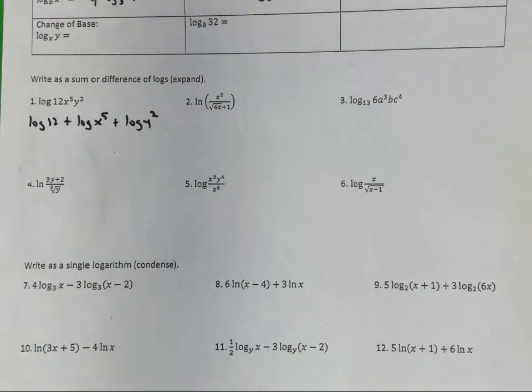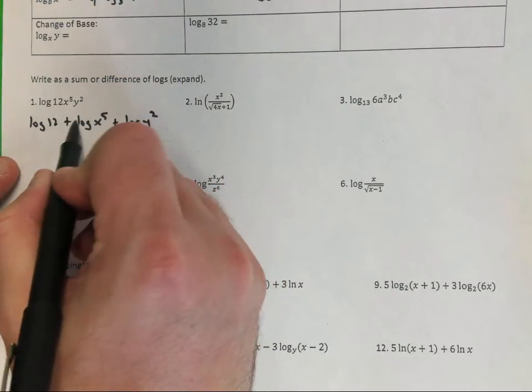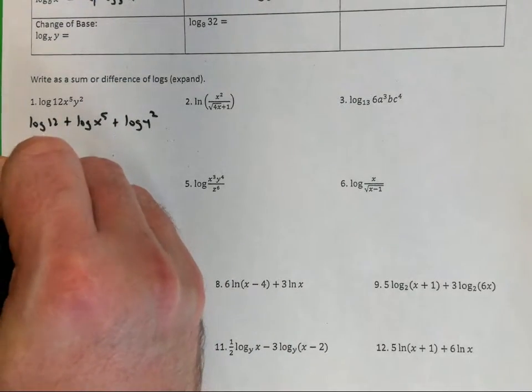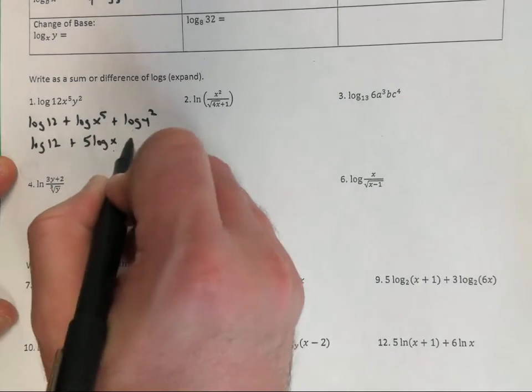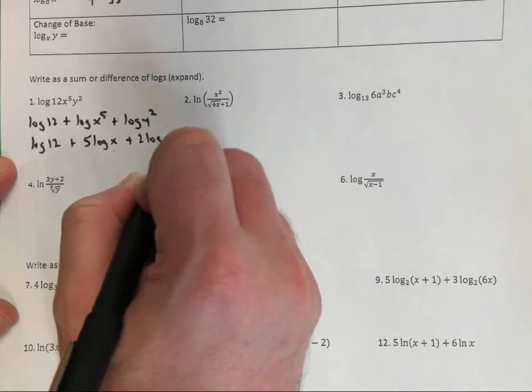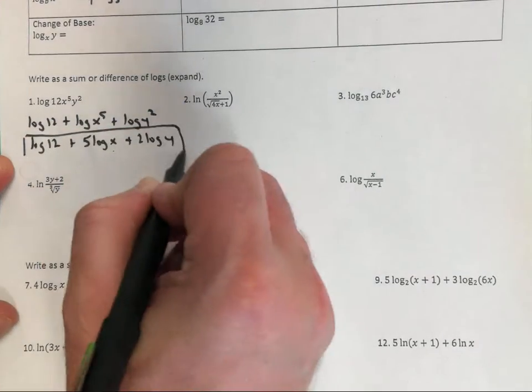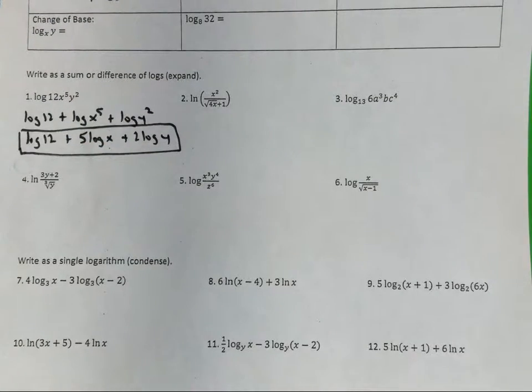The product rule says that I can break it apart like that. Log 12 plus log x to the 5th plus log y squared. Now, do you think that's my perfect answer? Where do I need to put these exponents? In front. So your answer would be log 12 plus 5 log x plus 2 log y. That is what would be considered your good answer, the correct answer.